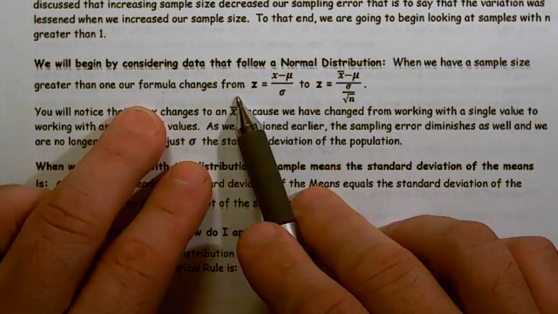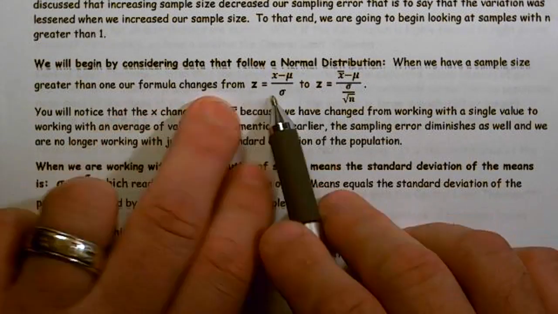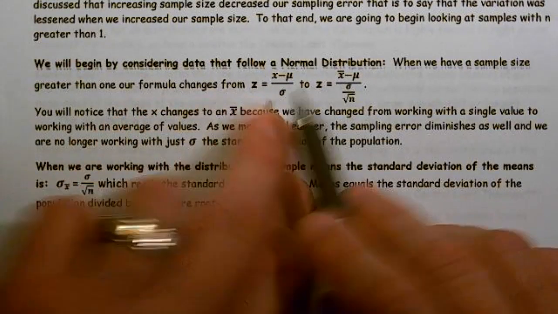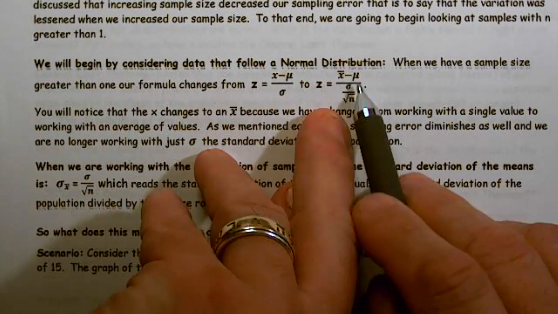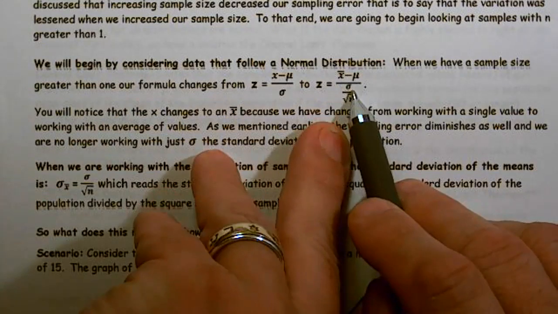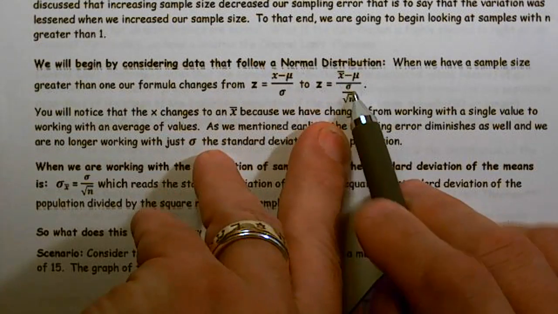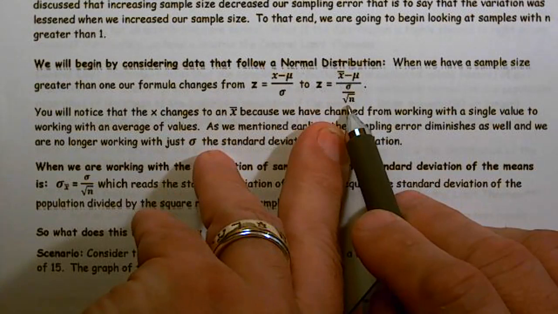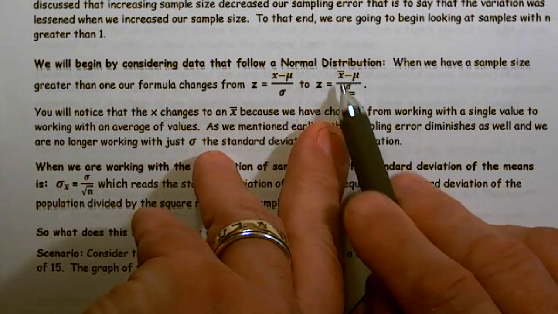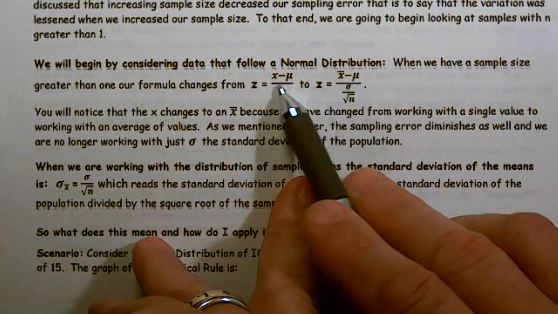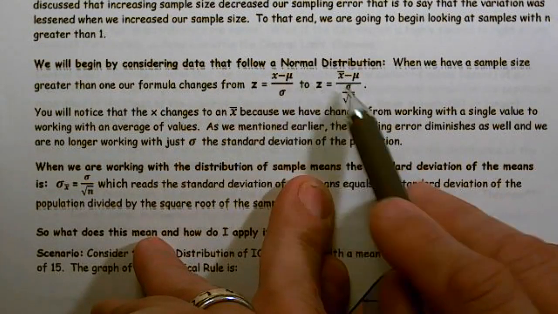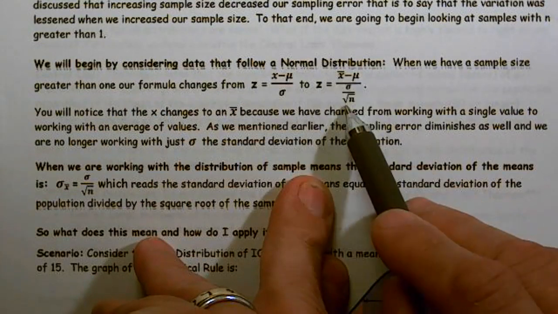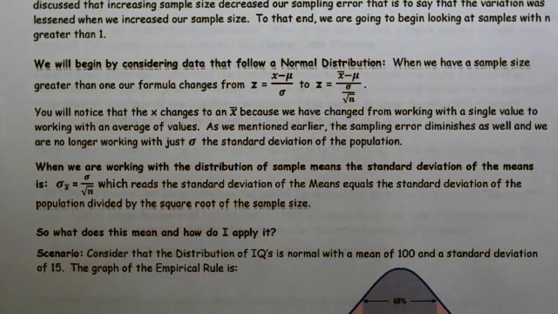So when we have a sample size greater than 1, our formula changes from z equals x minus mu over sigma to z equals x bar, which is our sample average, minus our mean. This is where it gets a little bit different: our standard deviation divided by the square root of n. So essentially it's the same z-score, but when we take an average and we went from x to x bar, essentially we added up a bunch of x's and divided by n to get an x bar. And to make that same adjustment with our standard deviation, we have to divide by the square root of n.